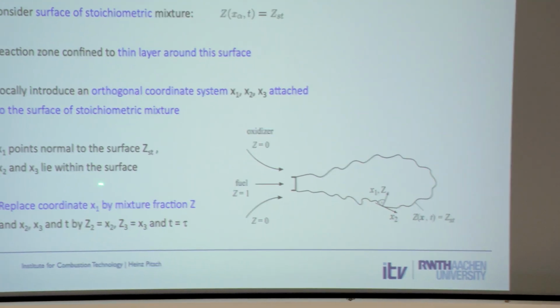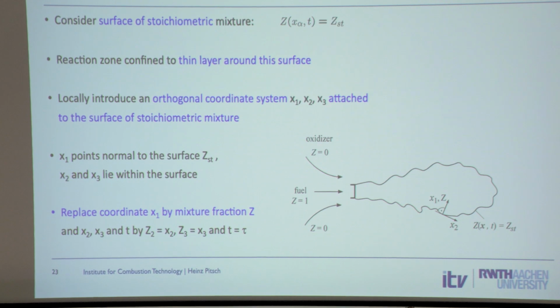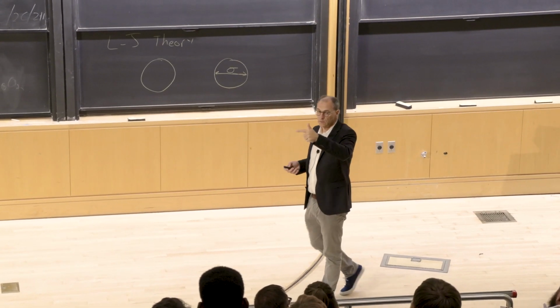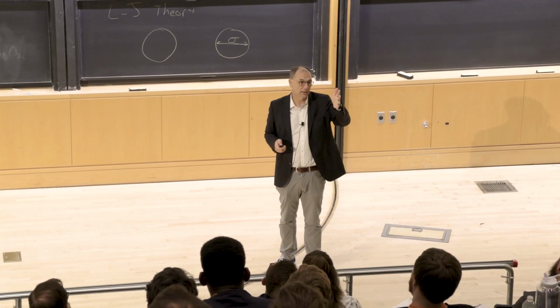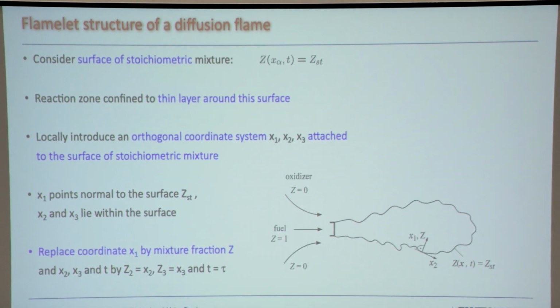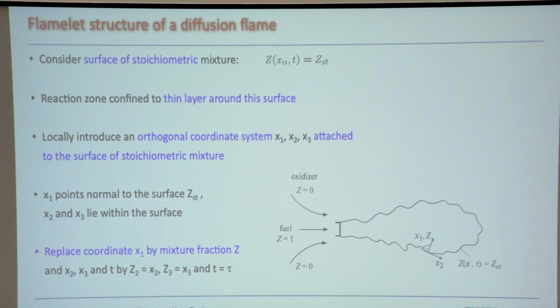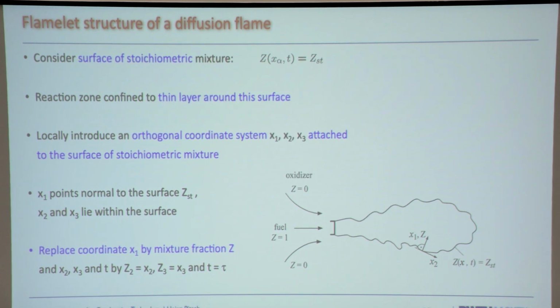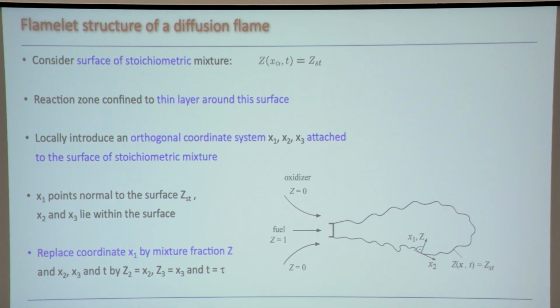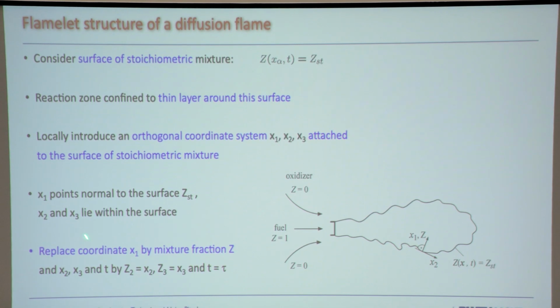And then we replace these coordinates. We introduce a new coordinate system where, so I said x1 goes in the direction normal to the surface. That's also the direction in which the gradient of mixture fraction goes, right? And so we replace that x1 coordinate by the mixture fraction itself, because that's the direction in which the gradient goes, which means in which the mixture fraction is changing. The mixture fraction does not change along the surface of stoichiometric mixture, so it doesn't change in the other directions.